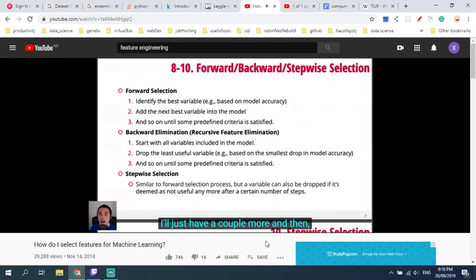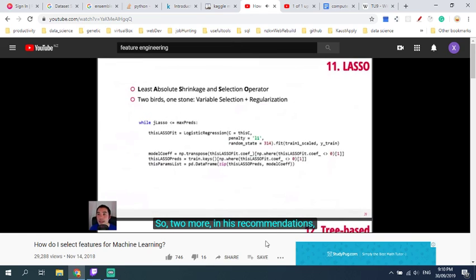Okay. I'll just have a couple more, and then I'll kind of summarize what I've talked about here and provide some other tips. So 2 more. Lasso. Lasso is actually an algorithm for creating a regularized linear model. You may have heard of lasso regression and ridge regression. They're 2 types of regularized regression.